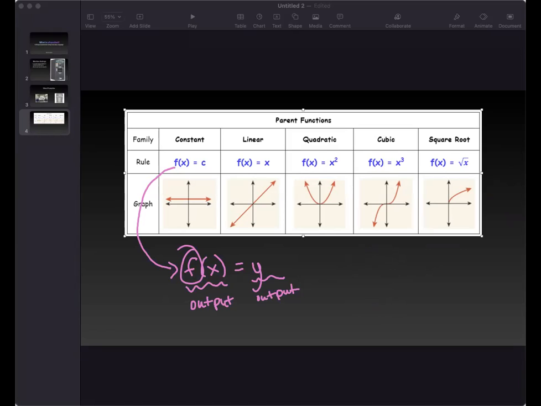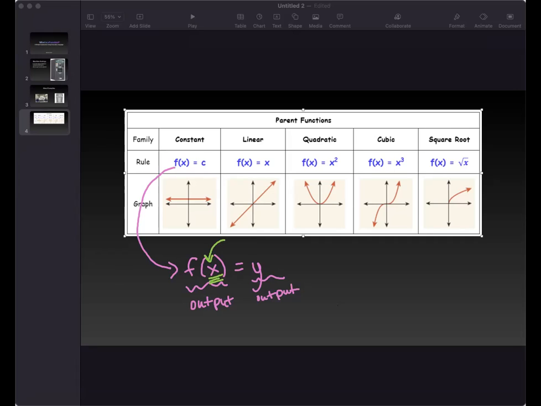So f of x is just the function of x, which brings me to my next point, which is how we identify the input. You'll see in parentheses here, we have this x. That tells me that this function is taking in x values. That's the input, and it's going to give us out y values.